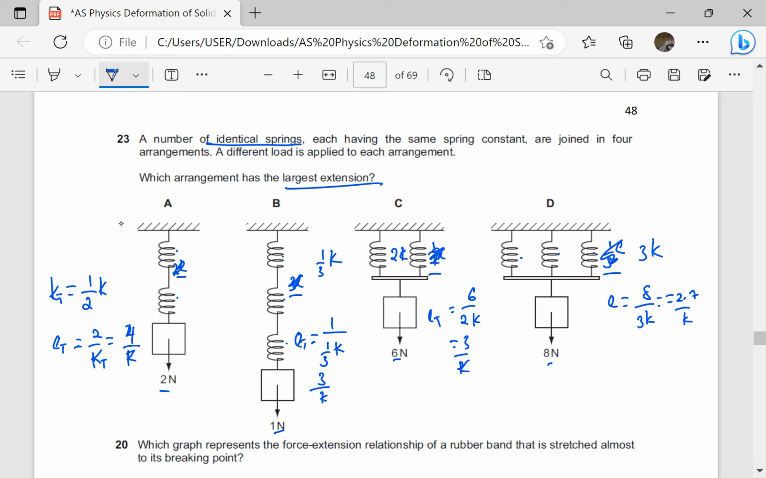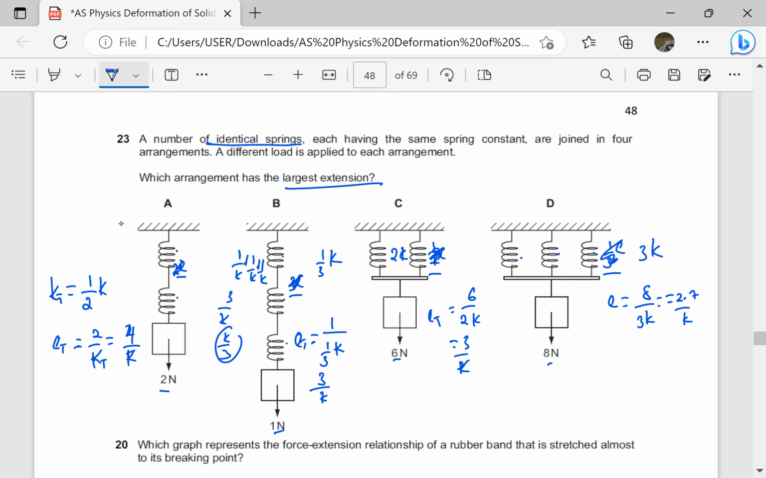So let's come and check here. If springs are in series, the total constant is obtained from the reciprocals. So here I got 1 over K plus 1 over K plus 1 over K, which gave me 3 over K, which when I get the reciprocal, it is K over 3. I think that one I did correctly. So that is the total constant, K over 3.